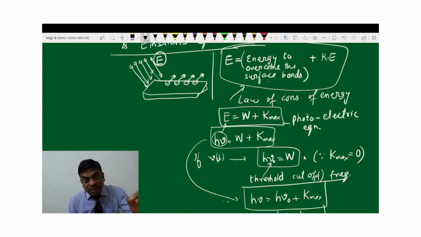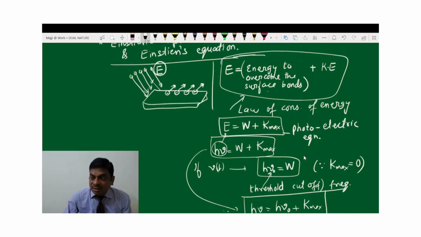Now if an electron is hit straight away by the photon, chances are there that it will come out. But again, I told you chances are there, because not every electron is fortunate enough to come out, because certain electrons have to spend the entire energy to come out. Maybe still they are not able to come out. I'm talking of electrons which are deep inside the metal surface. They may not be able to come out with the acquired energy.